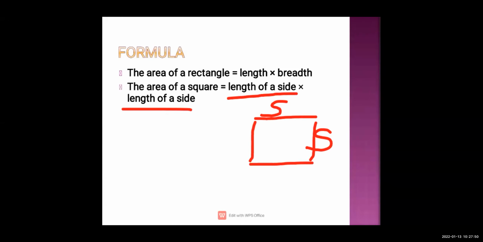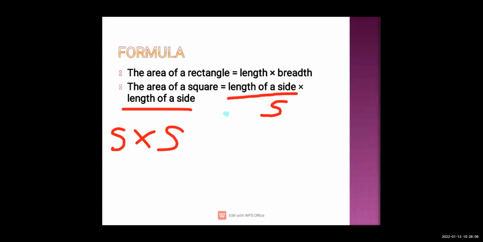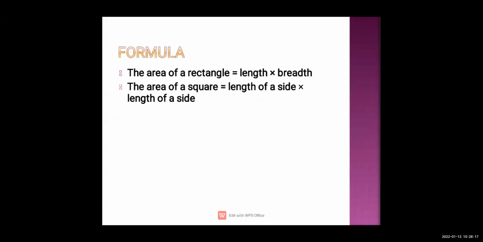You can write either of these, or you can also write the formula as side multiplied by side. Clear? So the area of a square is side multiplied by side, or length of side multiplied by length of side. With the help of these two formulas, we are going to start our problem set 50, the last part of this chapter.